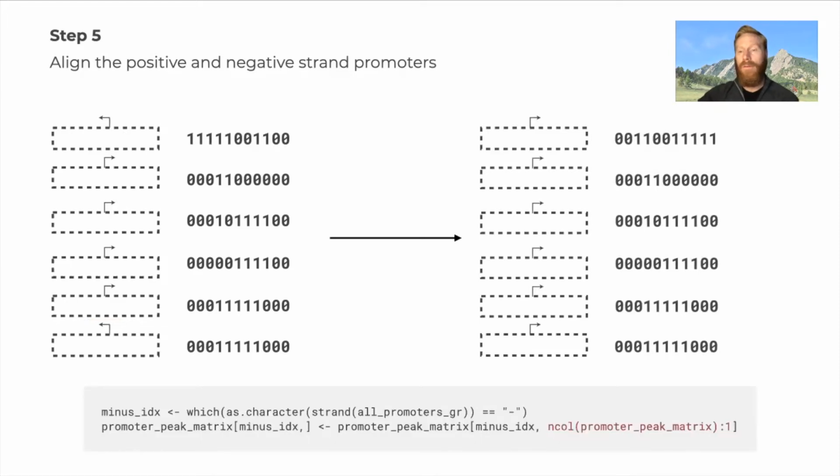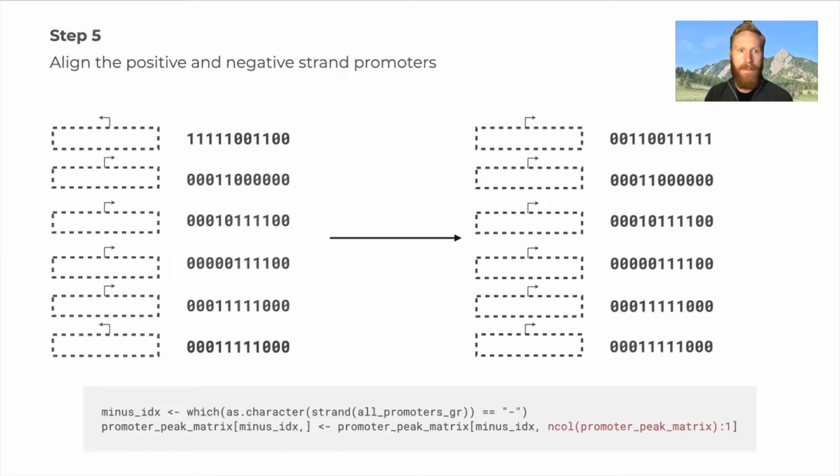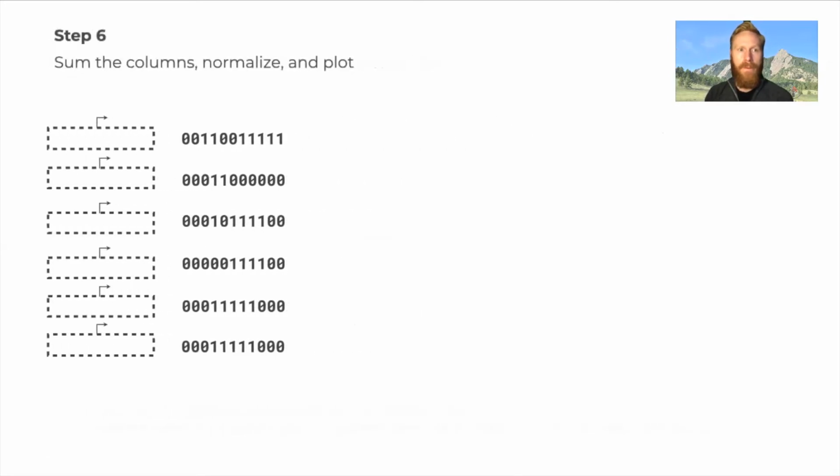Highlighted in red is the portion that will flip the coverage vectors so that the last column in the coverage vector is first and the first column is last. Finally, we just need to sum up the columns, normalize it, and then make the plot.